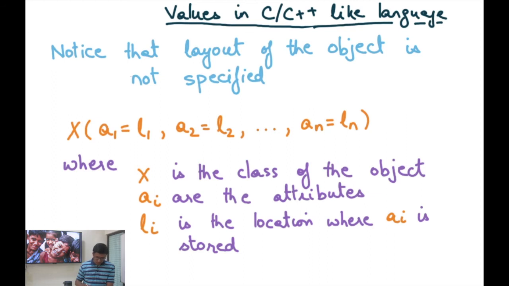So notice that the layout of the object is not specified at all. And there are many other things that have not been specified at this level of abstraction, and that's the whole point of representing the language semantics, so that you keep things as abstract as possible, and yet give a precise and complete description of what the language is supposed to mean.